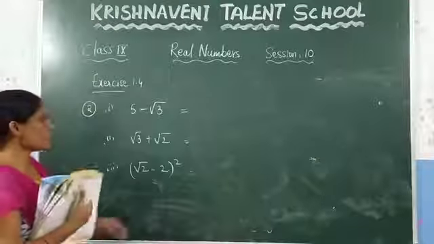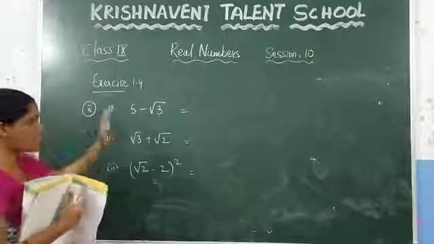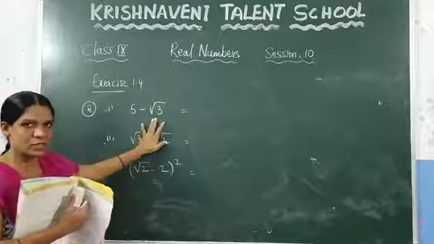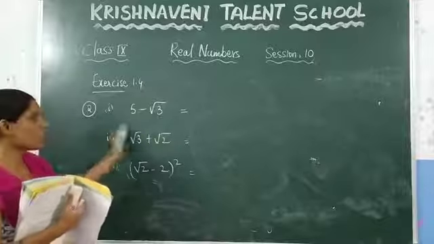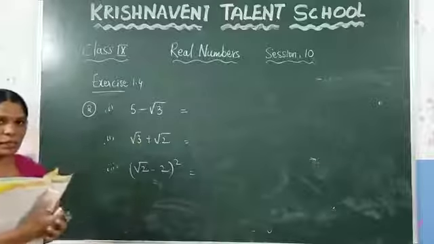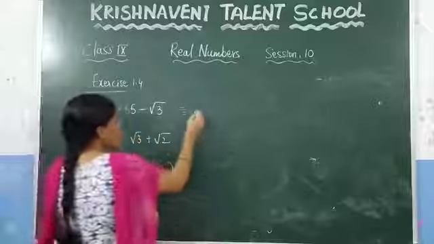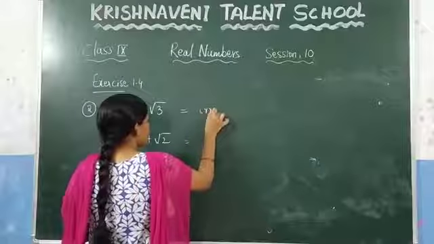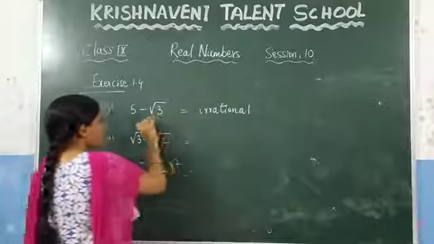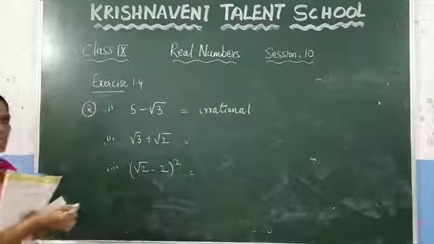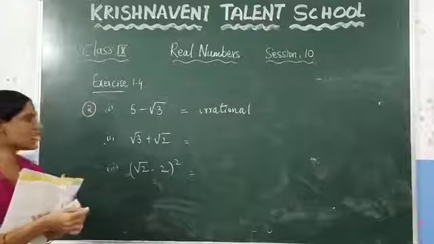And in previous sessions we discussed that if one number is rational and one number is irrational, if you subtract, multiply, or divide anything, the result will always be irrational. So based on that we can write this value as irrational. If one is a rational number and the other is an irrational number, the result will always be an irrational number.